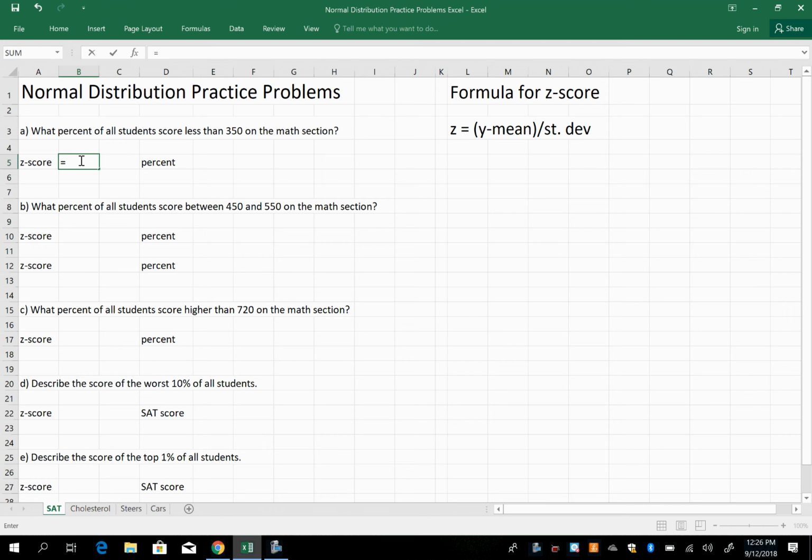350 minus 500. I want to put that in parentheses because I want to do that first. Notice I put that in parentheses. And Destiny already knows what we're about to do. We're going to hit slash, the same button as the question mark, because we're dividing that by 100. And this will give you the z-score that we were having trouble with. I think somebody did say negative 1.5. That is the z-score.